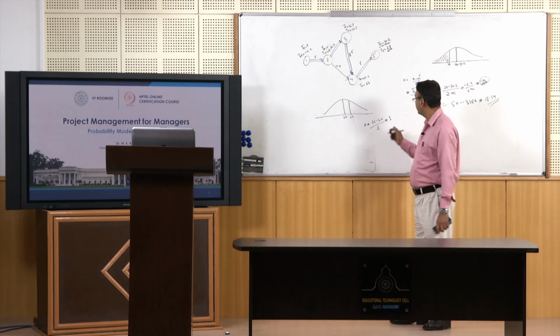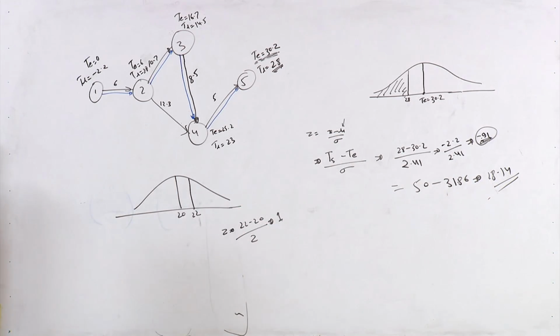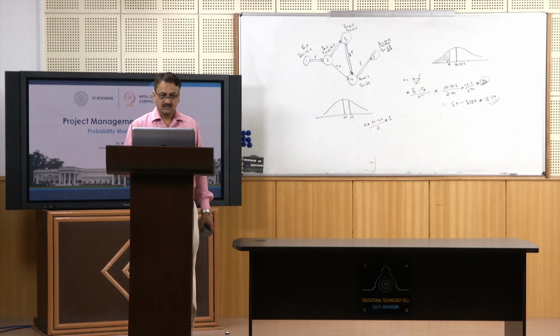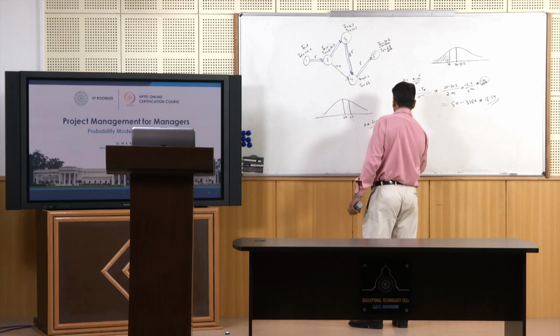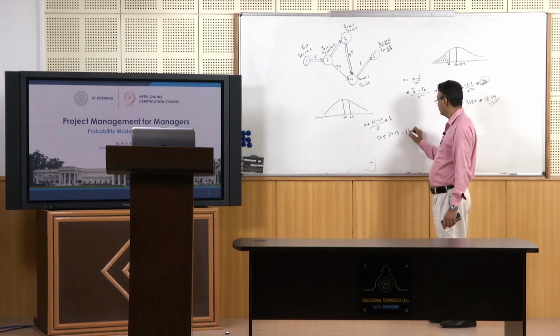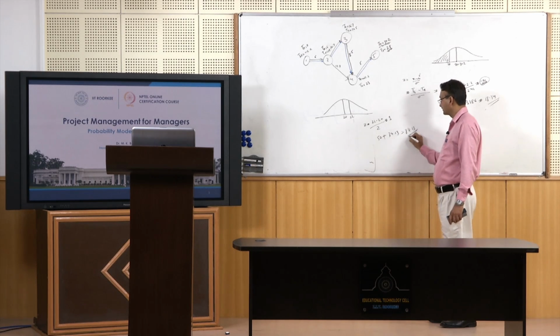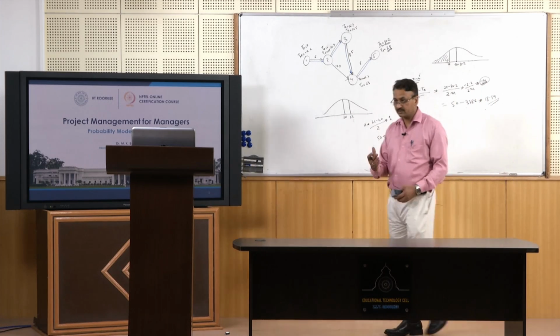So what is the area under the curve when Z is 1? We will look at the table. The area under the curve when Z is 1 is 0.3413, that is 34.13%. You just add 50% to this area and you will get the answer, which is 84.13%. In this way you can solve a question related to probability.